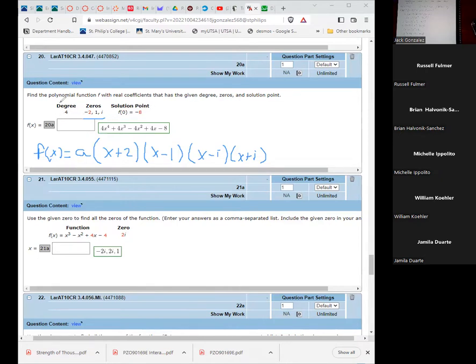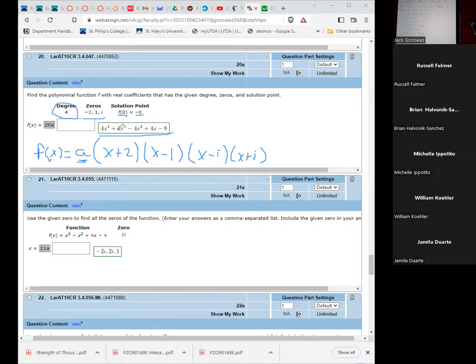This is telling us that it should have 4 factors because degree 4. So we have 1, 2, 3, 4 factors. We're going to multiply all that garbage out and we'll have our answer. But before you do that, plug in the 0 and set it equal to -8, and then you'll find the a. Once you find the a, you're done. Just multiply it out and you'll get this. Oh, oops. You get this guy.